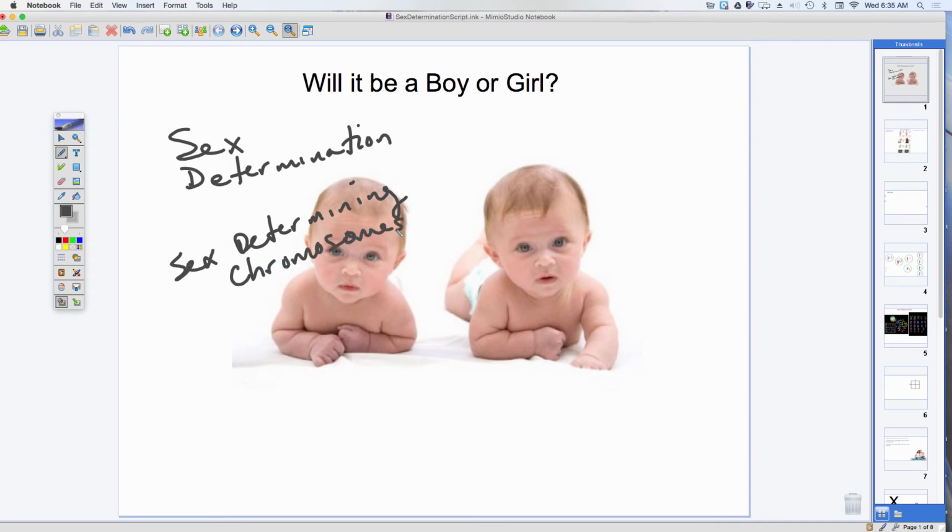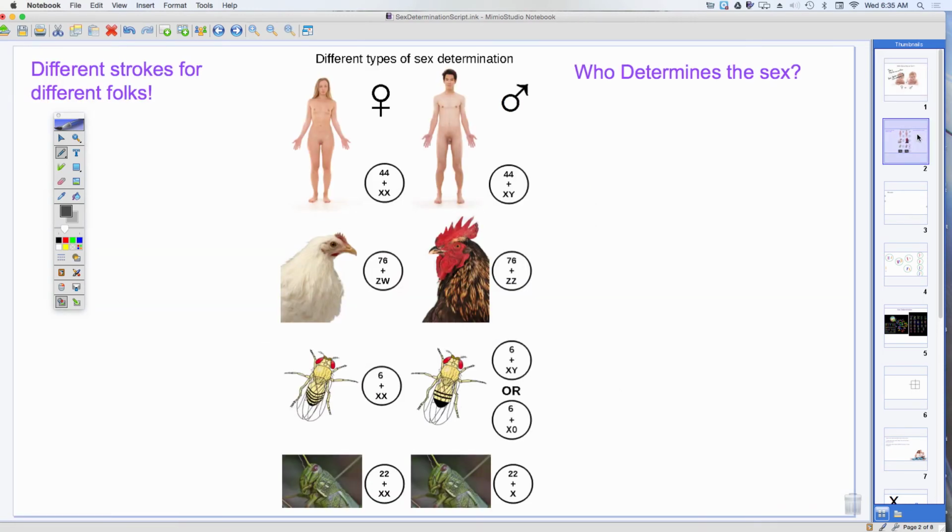And distinguishing what is the allele pair or the chromosome set that determines whether a child will be a girl or a boy. So it'd be interesting to look at things other than humans as well, and it actually turns out that the pattern of sex determination is variable depending on the species.